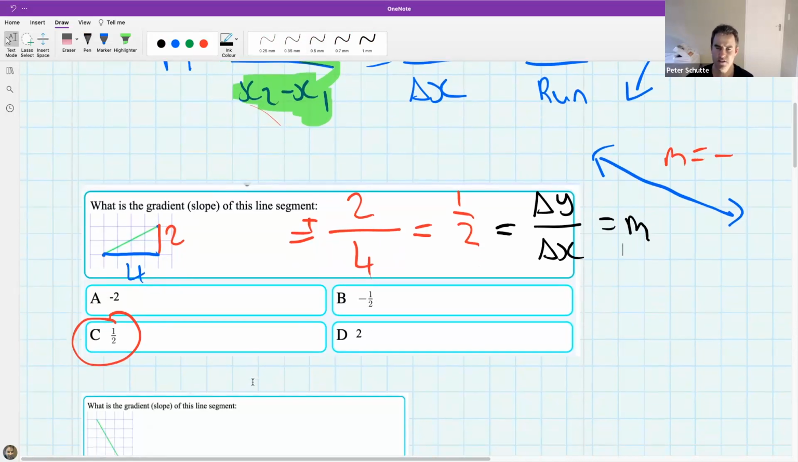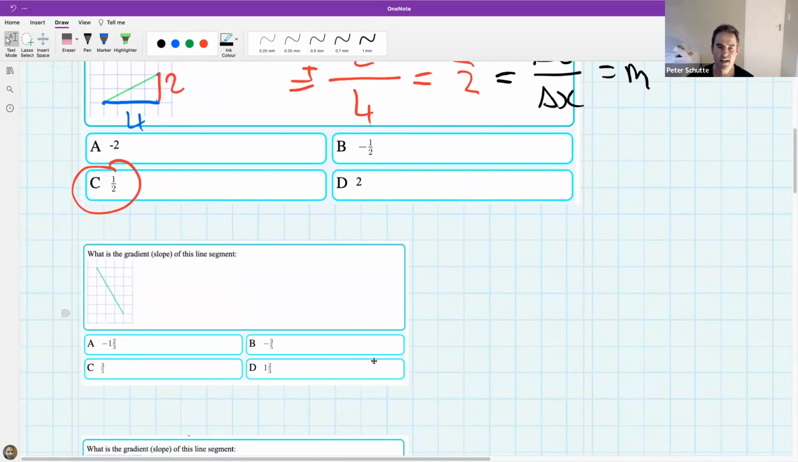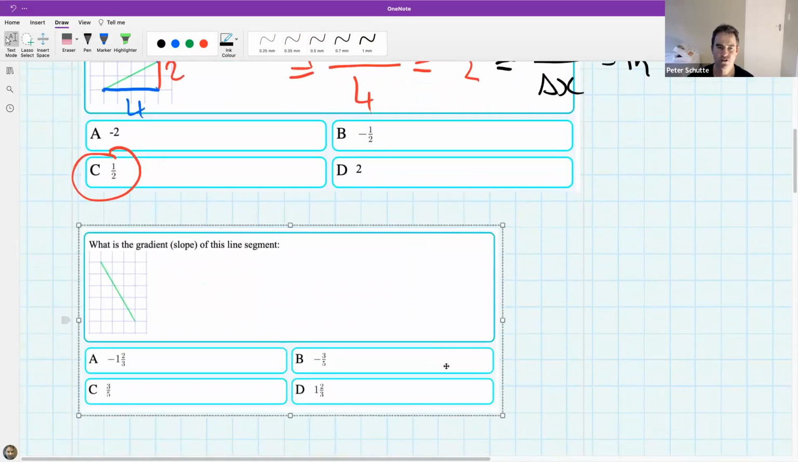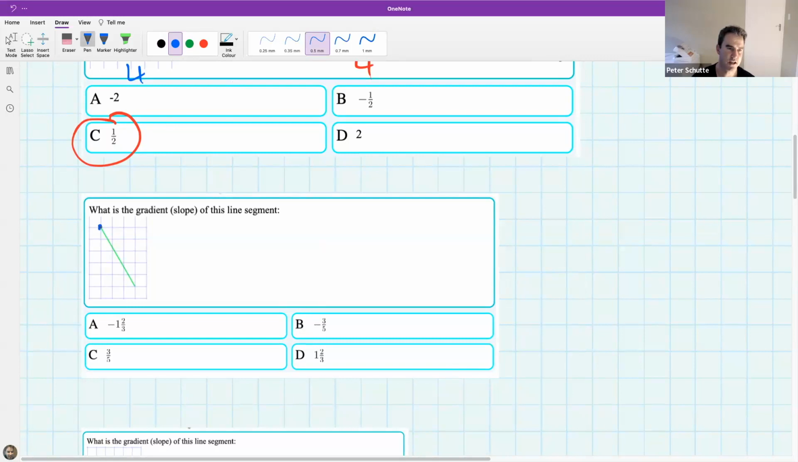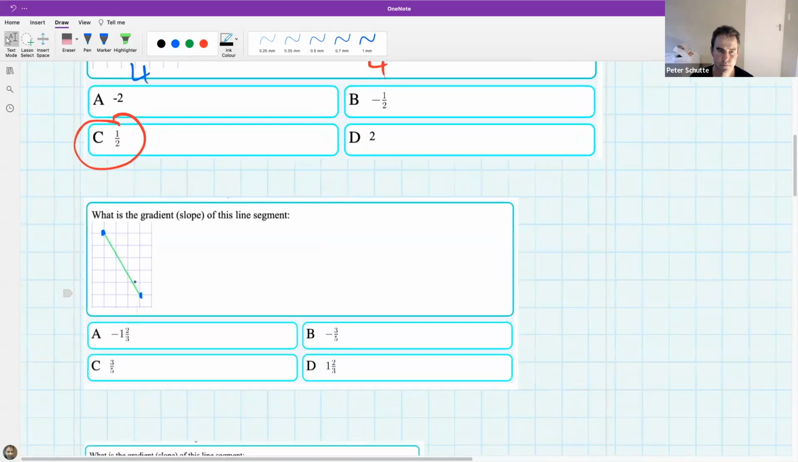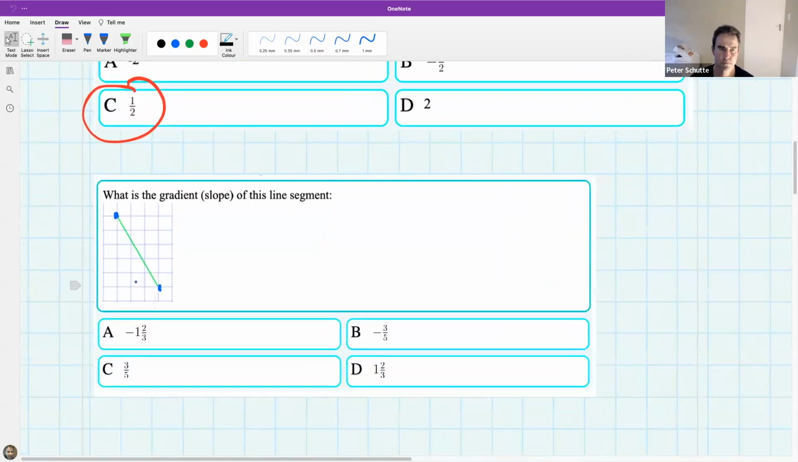Let's do another one like this. So what is the gradient or slope of the straight line? It may be helpful to think of the endpoints here, like being here and here, if you like. What is the gradient or slope of this line?